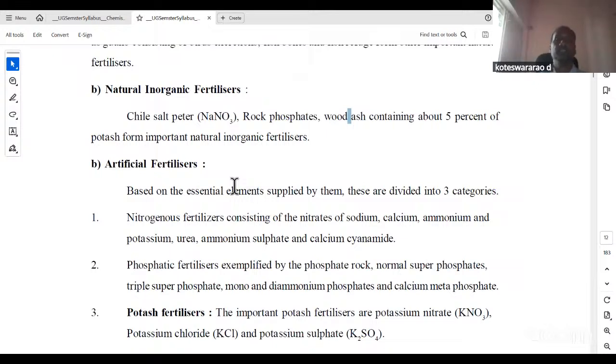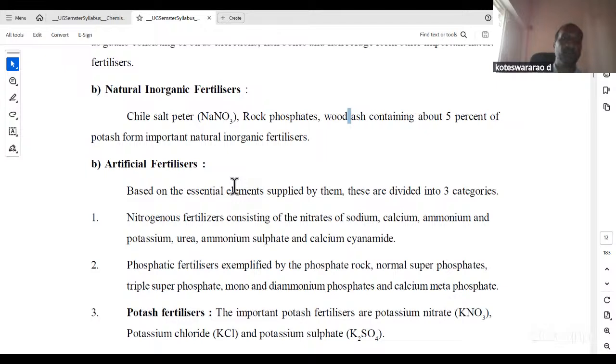Based on the essential elements which they can supply, these fertilizers are classified into three categories. One is the nitrogenous fertilizers. These supply the nitrogen nutrient, the nitrogen element, to the plant as nitrates of sodium, calcium, ammonium, and potassium, also urea, ammonium sulfate, and calcium cyanamide. And a second class, phosphate fertilizers.